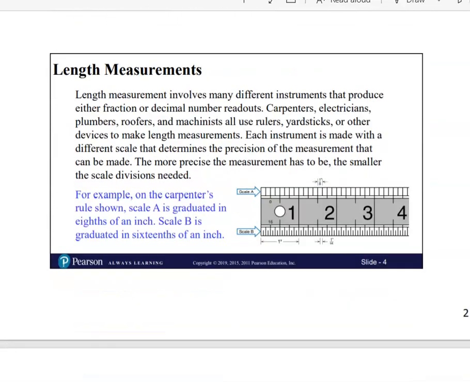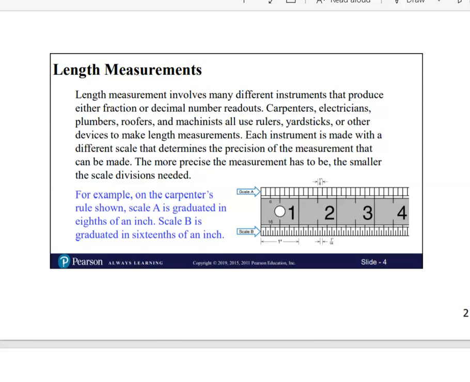When we talk about length measurements, it involves many different instruments that produce either fractions or decimal number readouts. Carpenters, electricians, plumbers, roofers, and machinists all use rulers, yardsticks, or other devices to make length measurements. Each instrument is made with a different scale that determines the precision of the measurement that can be made. The more precise the measurement has to be, the smaller the scale divisions need to be.